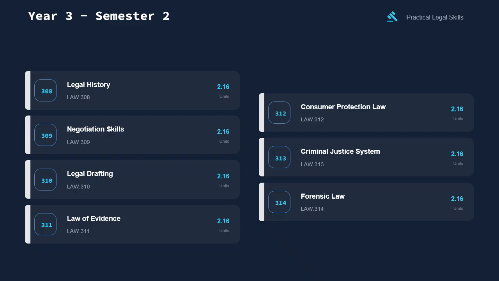New technologies, DNA, neuroscience, challenge evidence law. Reliability standards must evolve. Real-life example, DNA evidence revolutionized criminal trials but requires careful handling to avoid contamination. AI-generated evidence raises authenticity questions. Practical application, lawyers stay current on scientific developments and evidence standards.